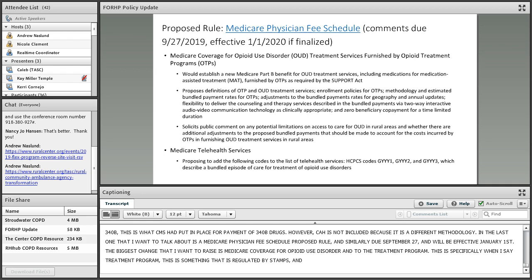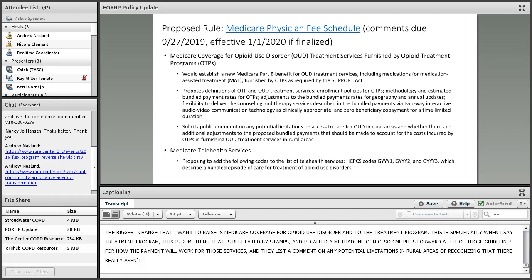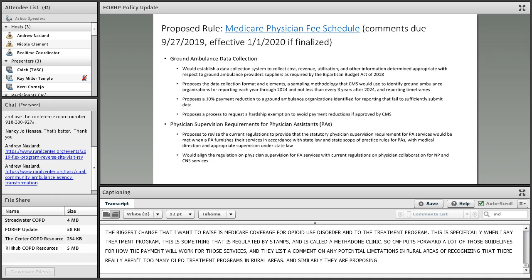And so CMS puts forward a lot of the guidelines for how the payment would work for these services, and they also solicit public comment on any potential limitations on access to care in rural areas, recognizing that there really aren't many opioid treatment programs in rural areas. And then similarly, they're proposing to expand telehealth services related to the treatment of opioid use disorders.